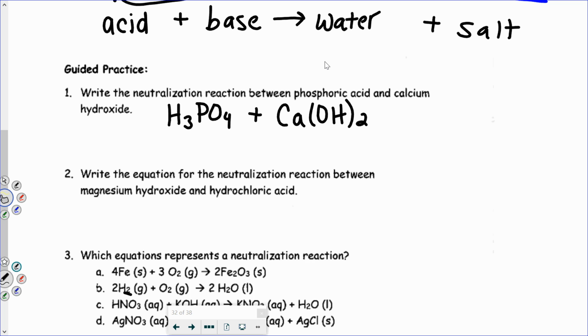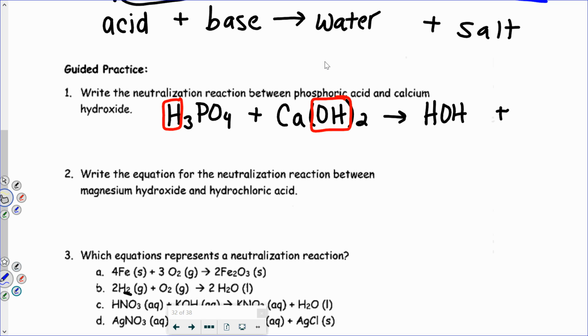So remember, when you do this, you're going to take the H from the acid. Don't bring the subscript with you. Just the H from the acid. I'm going to take the OH from the base, and that is going to become my water, HOH. Now, whatever's left over will become my salt.